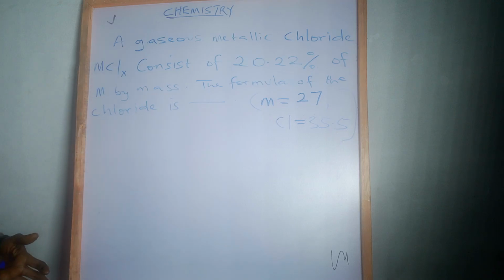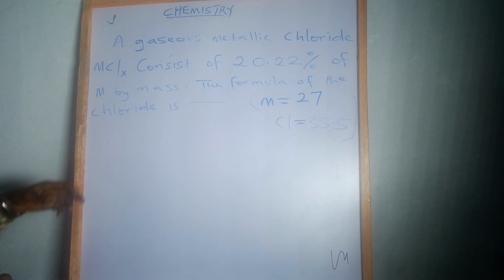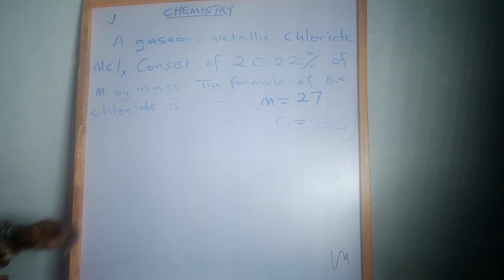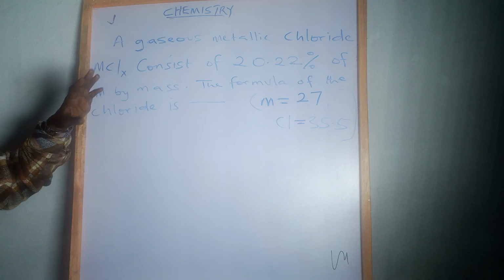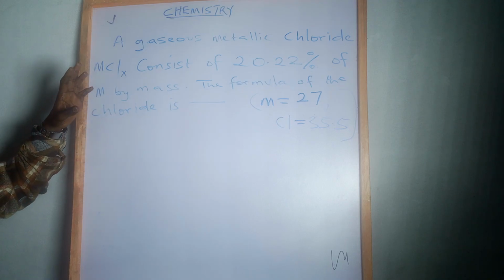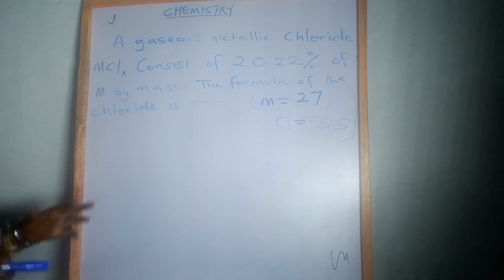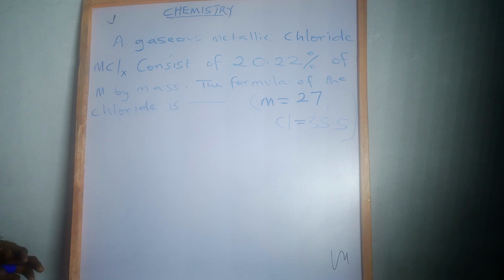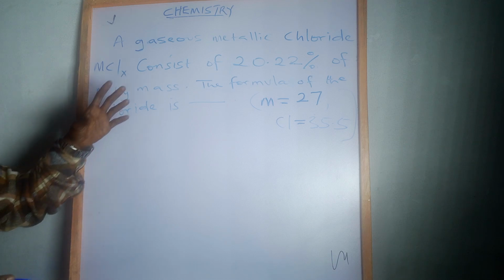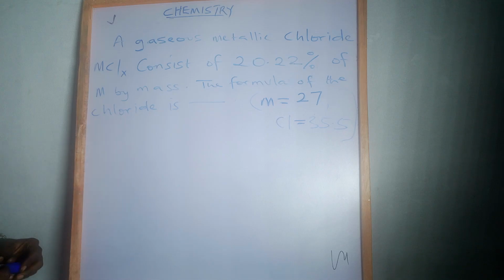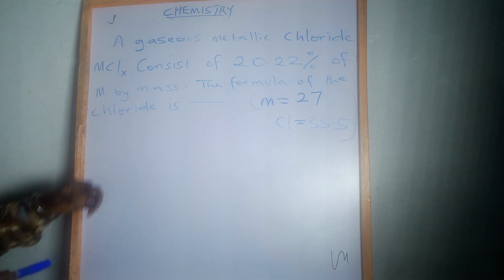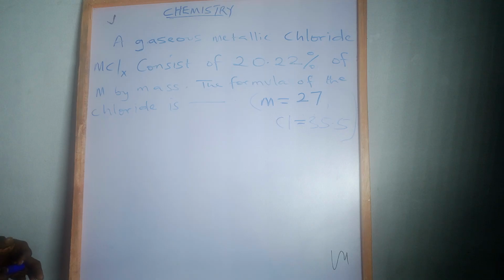So this question is from the topic empirical and molecular formula of compounds, and the subtopic is, to be precise, the empirical formula. Before anything, I will have to differentiate between the empirical formula and the molecular formula. Empirical formula is the whole number ratio of atoms in a compound, while the molecular formula is the exact number of atoms in the molecule of a compound. Having done that, let's attempt the question.